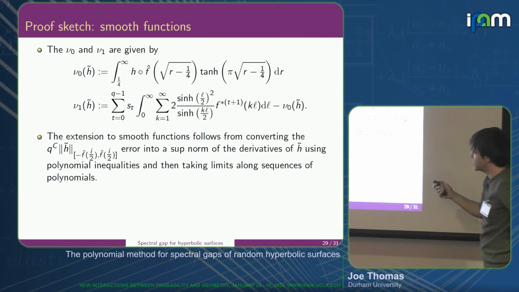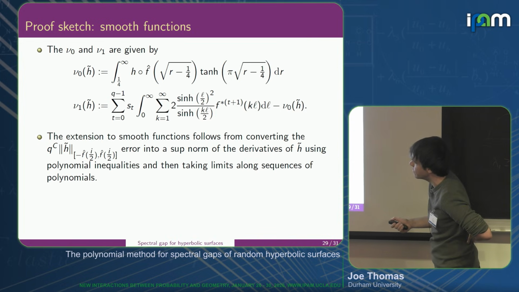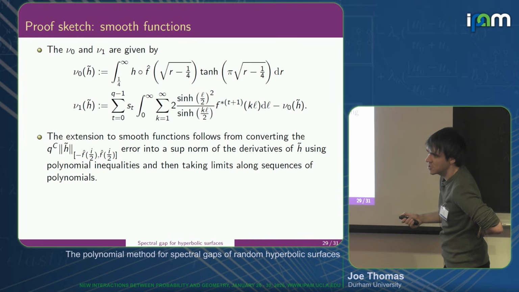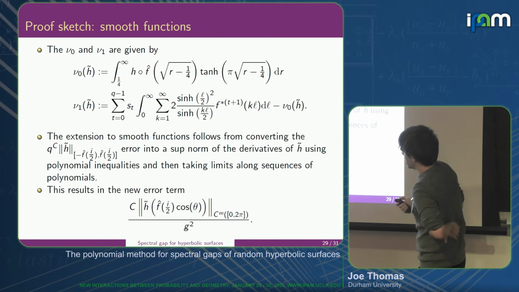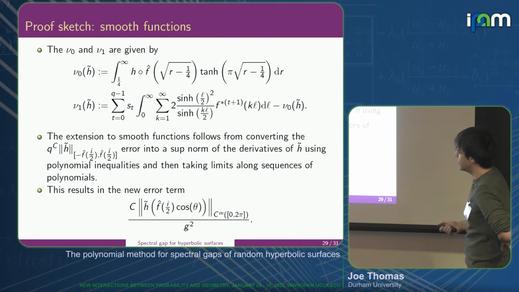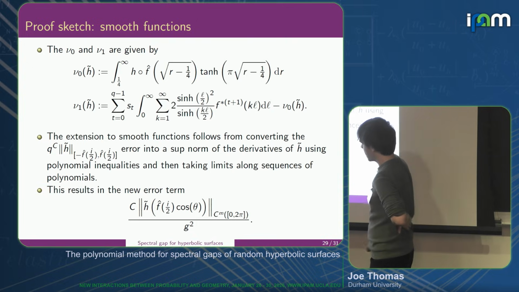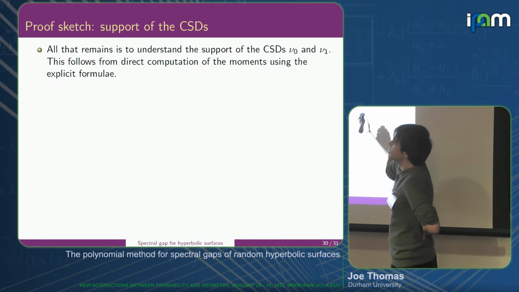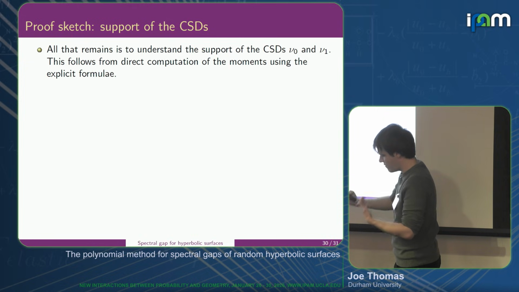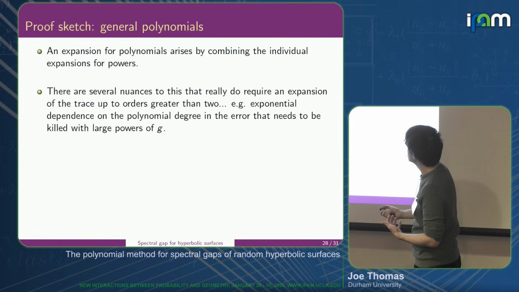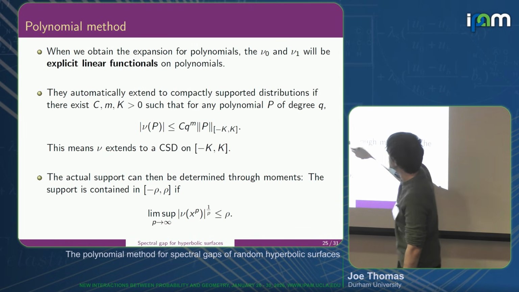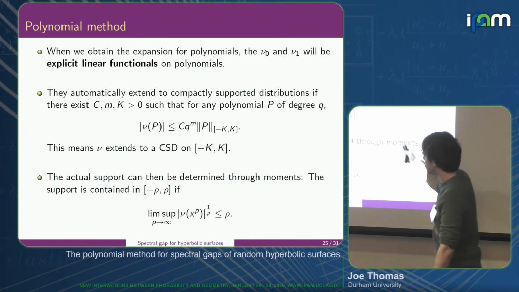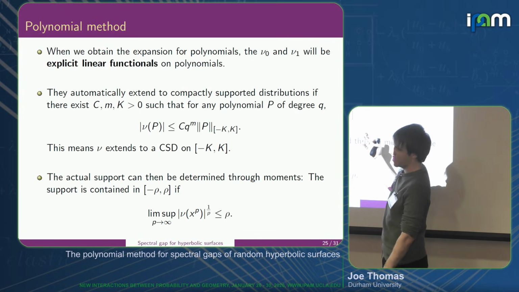So we pass the sup norm into something that will depend on some number of derivatives. The number of derivatives depends on this exponent c here. It's like c to c plus 1. And then you just take limits along these polynomials. You'll end up with a new error term, which is exactly what I pointed out before. Okay. And then all that remains to do is, so we have our expansion, we have our coefficients, we know that they extend to compactly supported distributions because we're going to see errors of this form, which was good enough to extend to compactly supported distributions. But we want to actually compute their support to be able to see that they disappear on our smooth function.